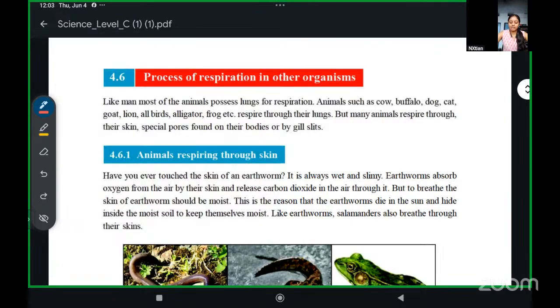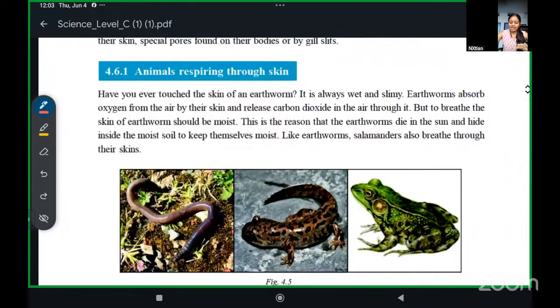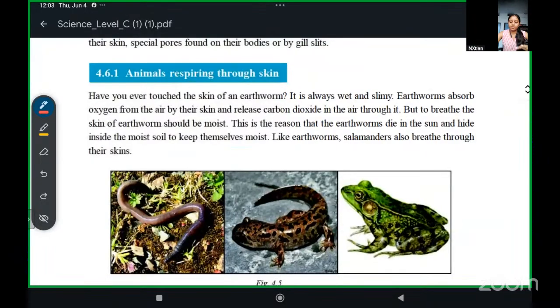But many animals respire through their skin. Also, many animals respire through special pores or openings in their body, or by gill slits. Now, animals respiring through the skin. Have you ever touched the skin of an earthworm? It is always wet and slimy. If you've seen an earthworm, it looks wet and slimy.